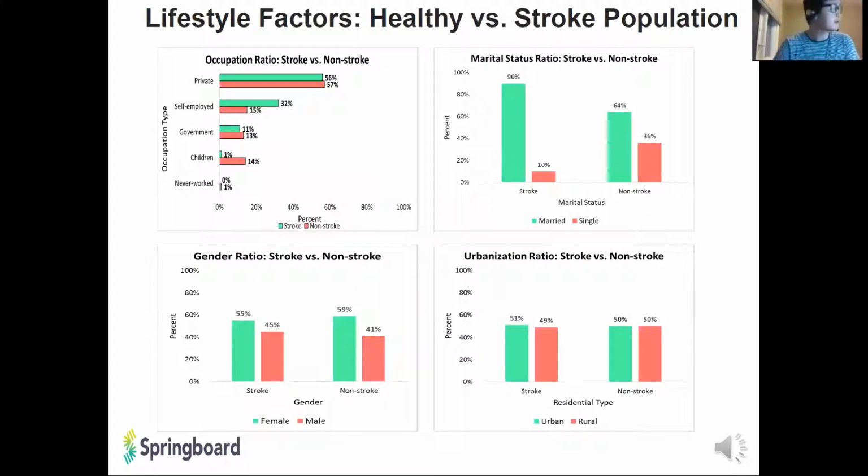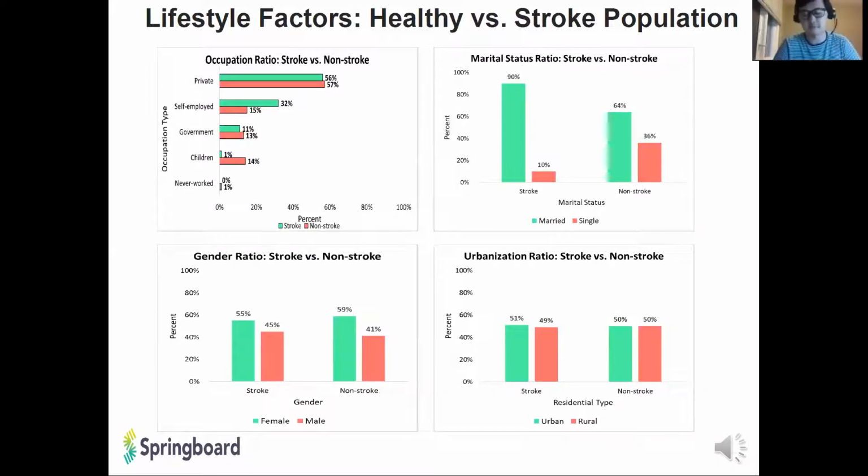So now, in terms of lifestyle factors, I plotted a bar chart for 2 different populations using different categorical variables that I chose. In terms of occupation ratio, it was quite interesting that most stroke patients and also non-stroke patients seem to be working in a private or self-employed sector. And in terms of marital status ratio, most stroke patients are actually married compared to being single, which I thought was quite interesting.